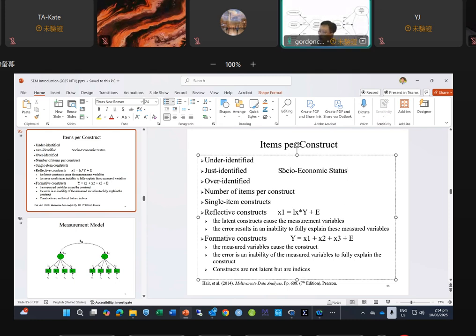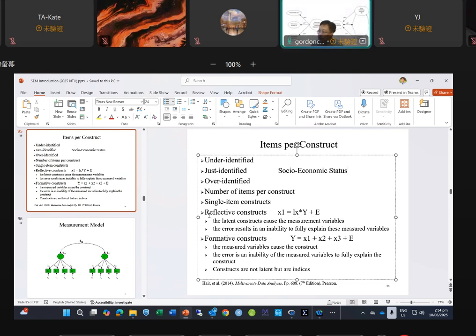Sociology people like to measure socioeconomic status. How do people measure socioeconomic status? They use their occupation, their education, their income, combined together, these are the x1, x2, x3, to represent socioeconomic status.